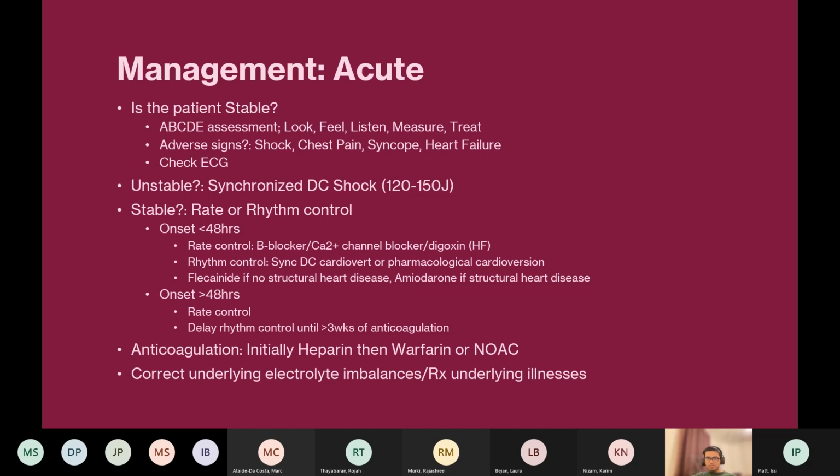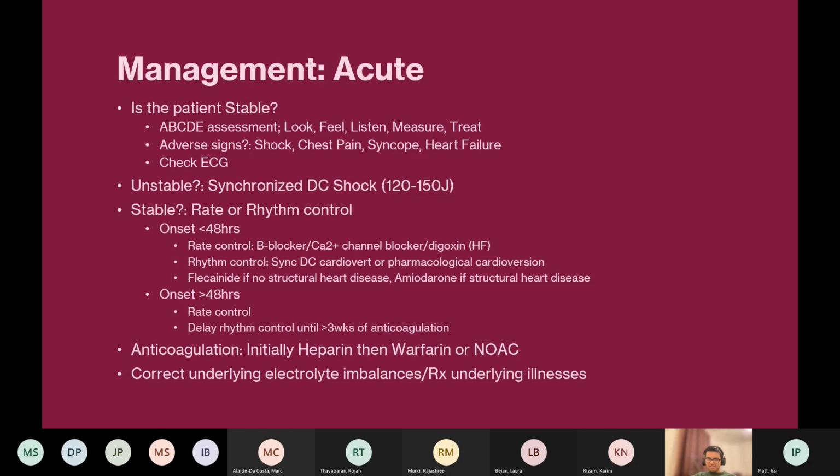Yeah, very good. So people with structural heart disease use amiodarone. People without structural heart disease use flecainide. What kind of drug is flecainide? You know a lot about these 2 drugs. What type of drug is it? A sodium channel blocker, fantastic.